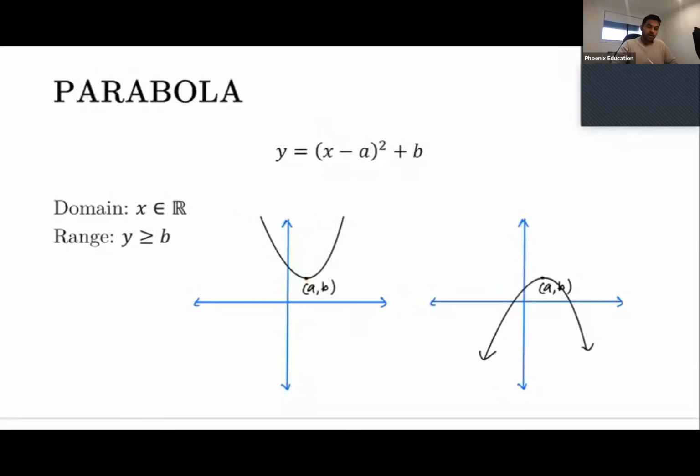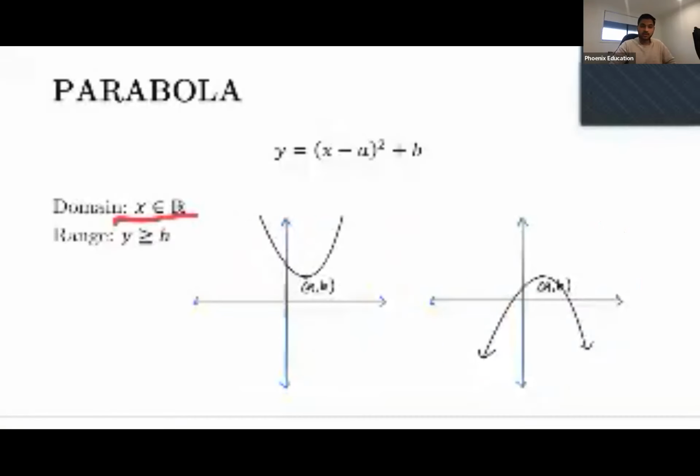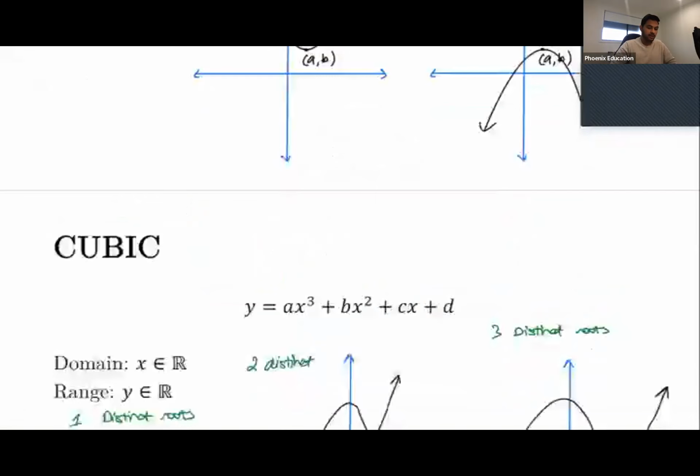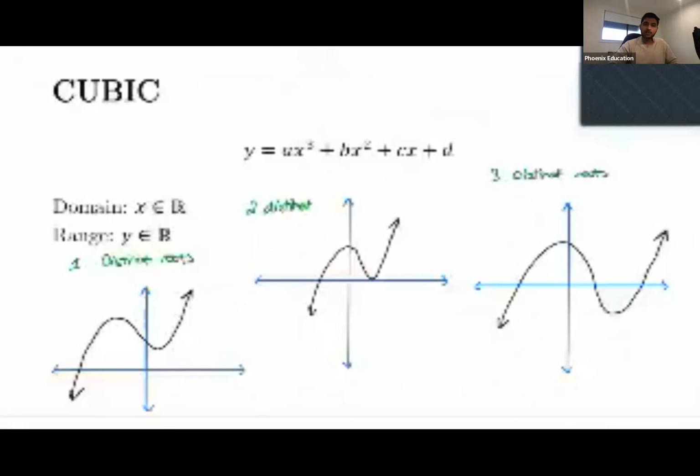So for these parabola questions, you need to be able to find the y coordinate of the vertex. For a concave up, like I said, it would be y is greater than or equal to b. For a concave down, the domain is still all real values, and the range will be y is less than or equal to b, rather than greater than or equal to b. But for both cases, the domain is all real values.